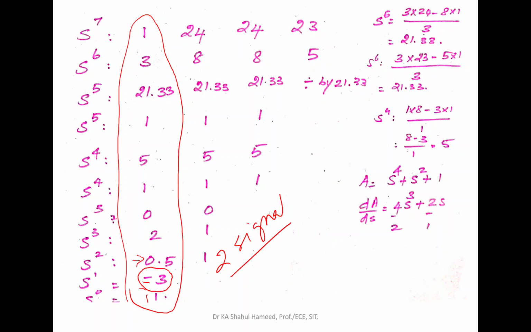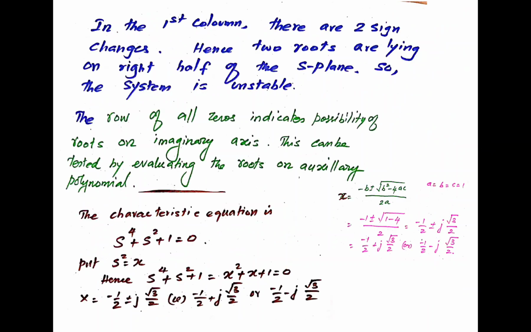Then we have to find the roots. What are the roots which are lying on the right hand side of the S-plane? So this is the conclusion: the system is unstable. Now we are going to find the roots.